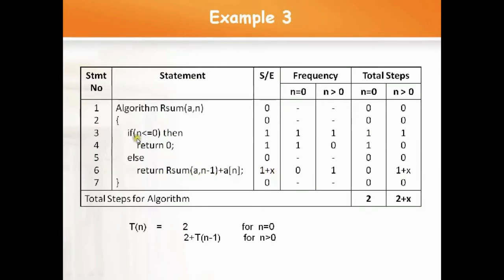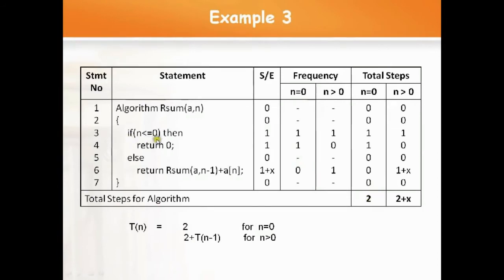Here, there are two conditions: n is 0 or n is greater than 0. Now, consider the case where n is equal to 0. If n is equal to 0, this condition is verified, so it is executed 1 time. As the condition is true, therefore it returns 1. And the other statement is not executed. Hence, the total number of steps required when n is equal to 0 is 2.